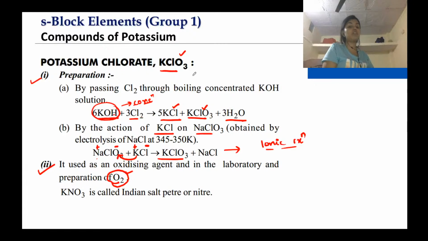So KClO3 is what? It is used as an oxidizing agent. That means it reduces itself and oxidizes the other species which is present against it. KNO3, if you remember, I think we have done in the previous class also, that it is known as the Indian saltpeter. It is known as the Indian saltpeter.